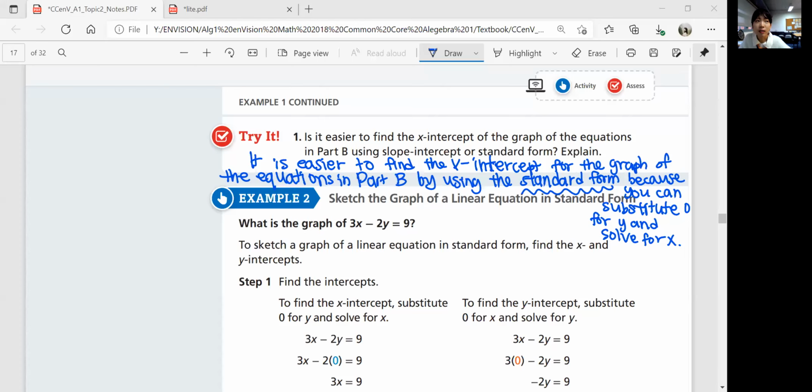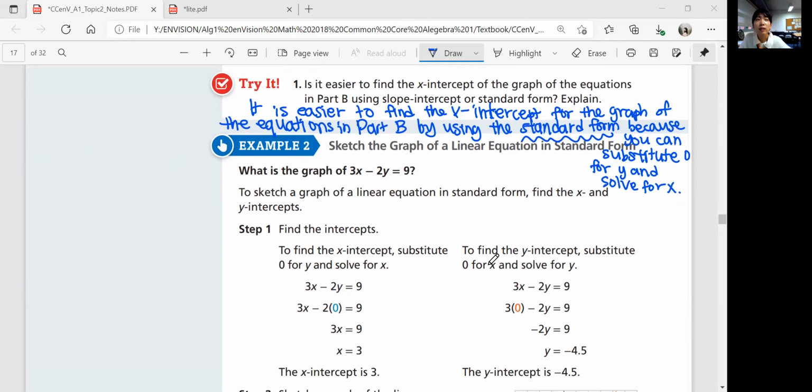Okay, let's look at example 2. Sketch the graph of a linear equation in standard form. What is the graph of 3x - 2y = 9? If we have a different form, do we still have a graph? Yes, all equations have a graph. How do we sketch the graph with a standard form? The easiest way would be finding the x and y intercepts, because it's really easy to find the x and y intercepts in a standard form. So find the x and y intercepts by plugging in 0 for each one.